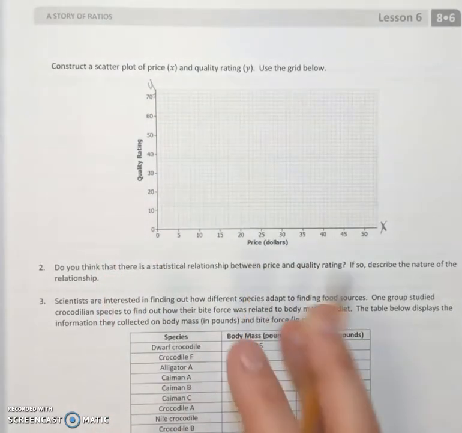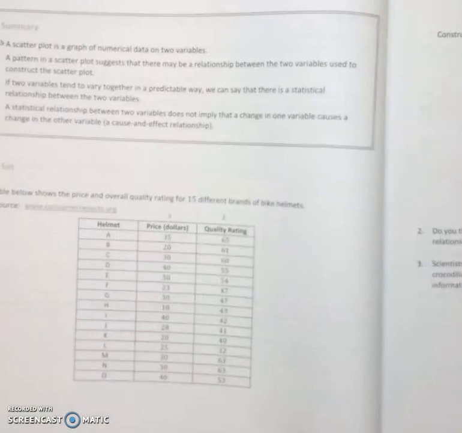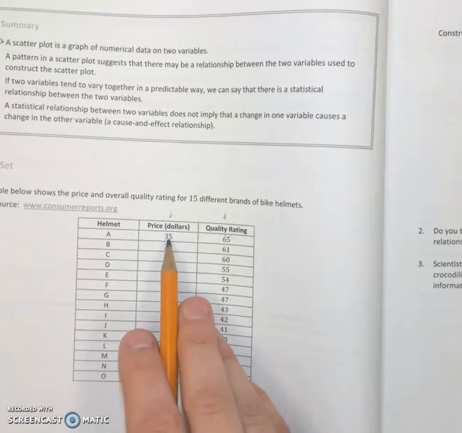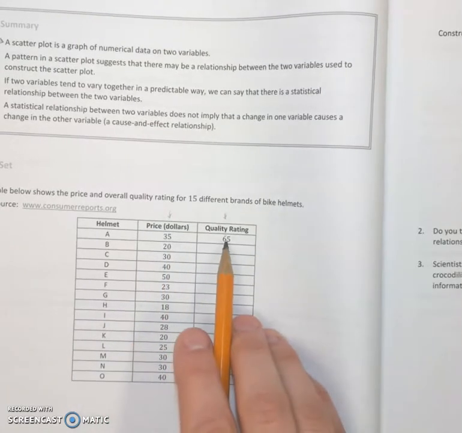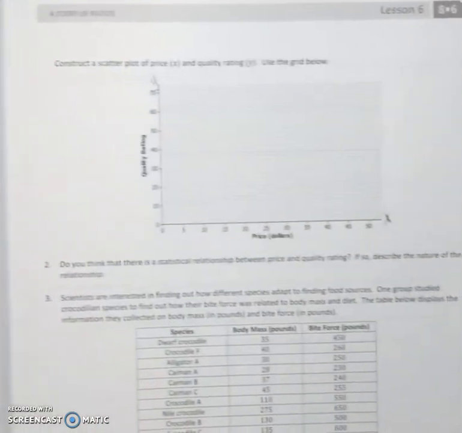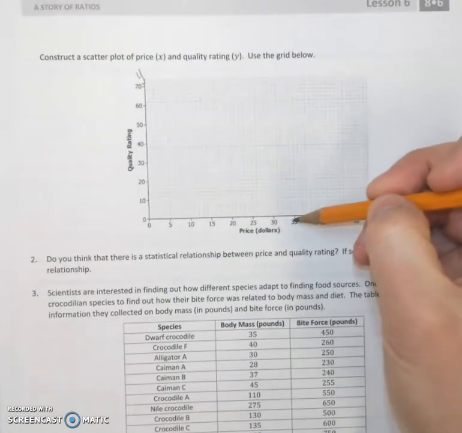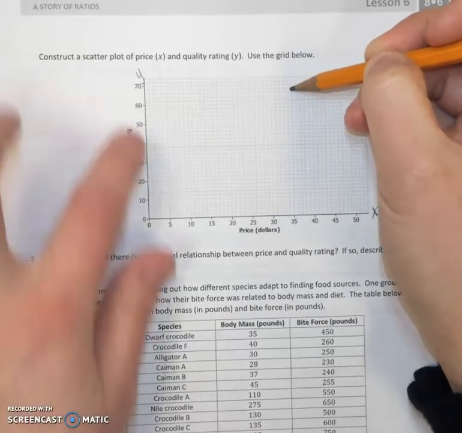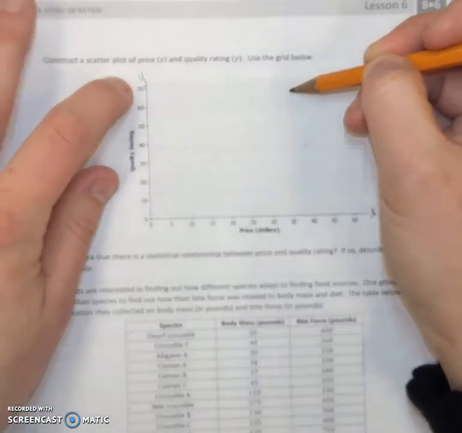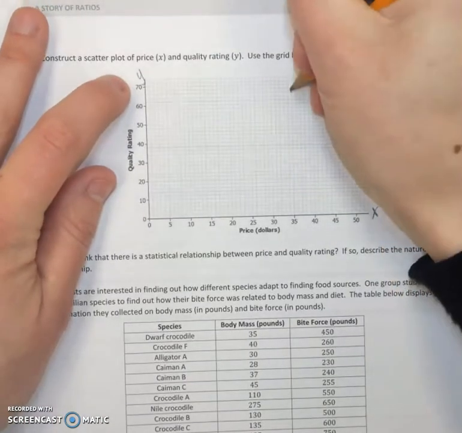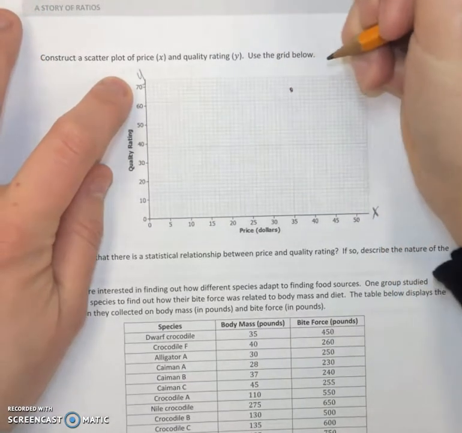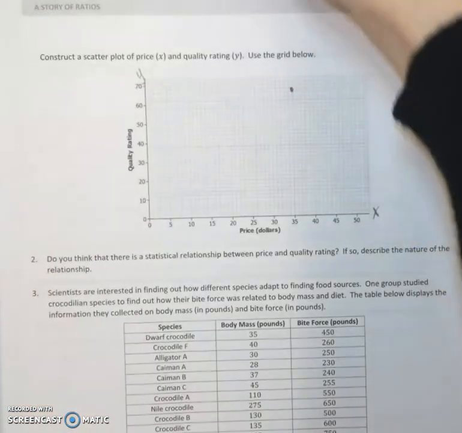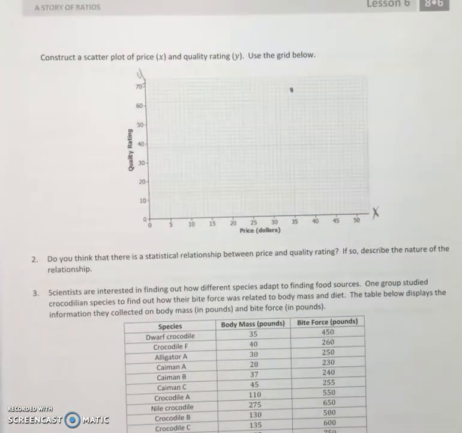And if you look here, it says price in dollars. So when we look at 35, we're going to find 35, and then we're going to go up to the quality rating of 65. So the first one, 35, and I'm going to go up and find my quality rating of 65. And if you look, it goes 60 and 70. So I know 65 falls somewhere right in between. So like right there. So there's helmet A's point, or plot, since we're dealing with scatter plots.